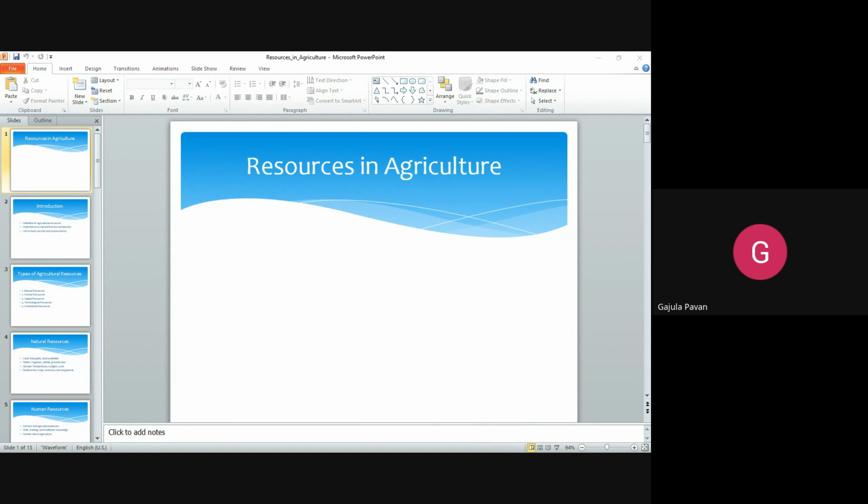So in this there are types of agricultural resources. There are different types of agricultural resources: natural resources, human resources, capital resources, technological resources, and institutional resources. So these are all the different types of agricultural resources.